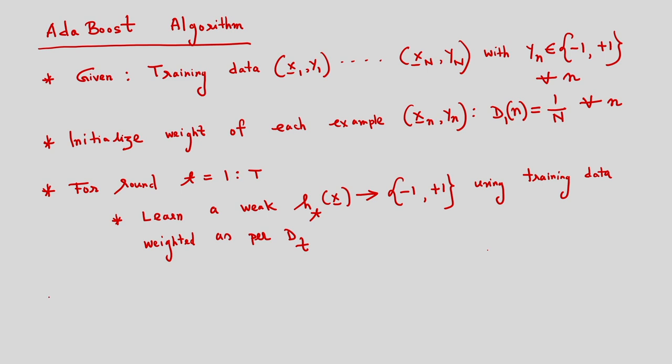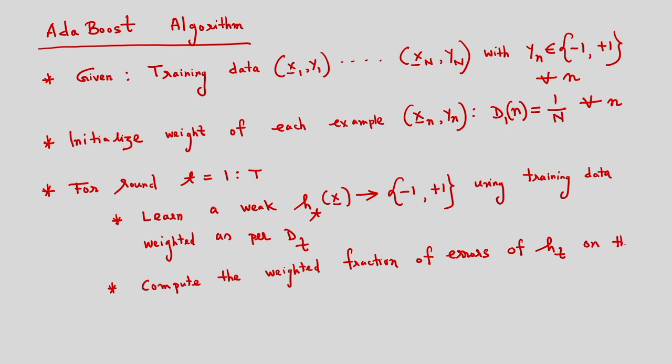After this, we have to determine the error, because already I told you that all the samples may not be correctly classified. So that is why we have to determine the error. So compute the weighted fraction of errors of the weak classifier, h_t, on this training data.